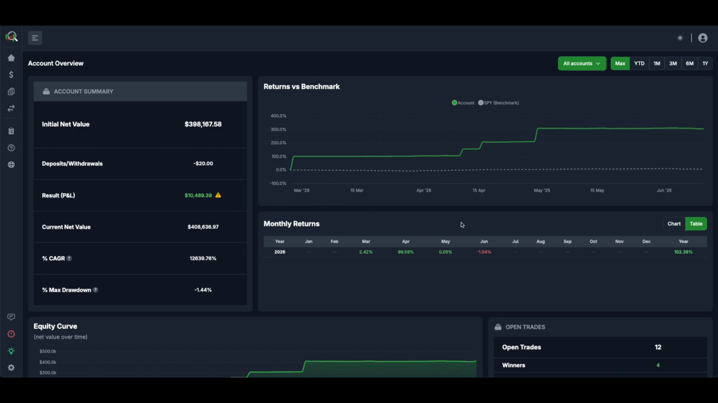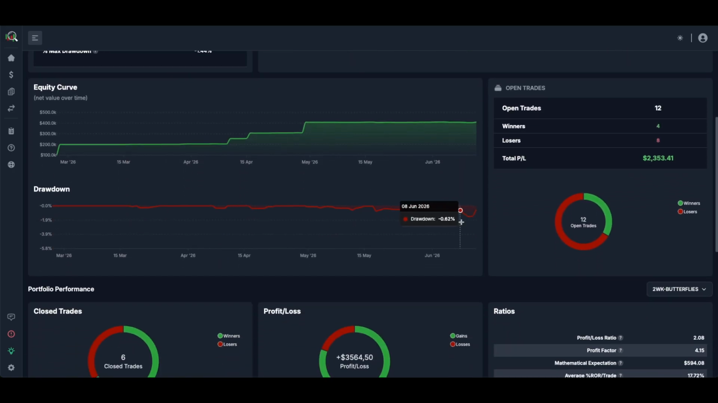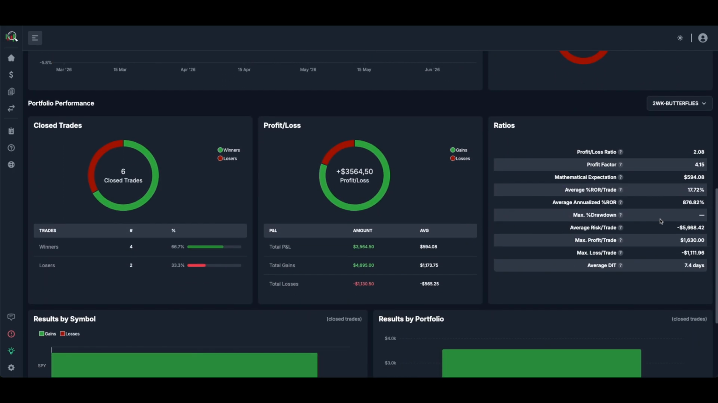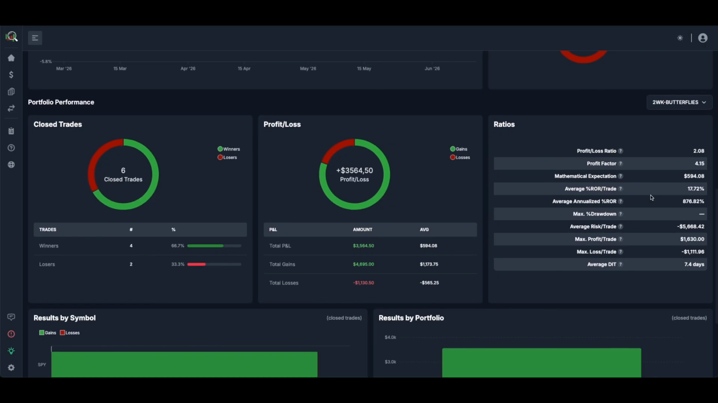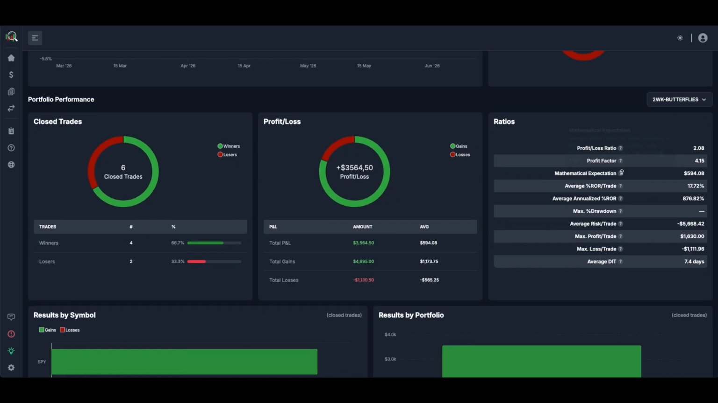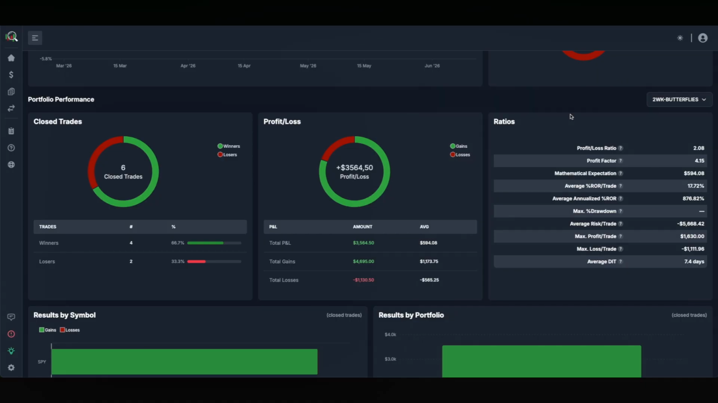The dashboard and option panel gives you a lot of information at a glance, but one section deserves special attention. On the right side of the screen, you'll find the Ratios panel. This is where the platform goes beyond simply showing you whether you made or lost money and starts telling you how well your system actually works. These numbers are the difference between a trader who gets lucky occasionally and one who understands whether their edge is real, consistent, and scalable. Let's go through them one by one.